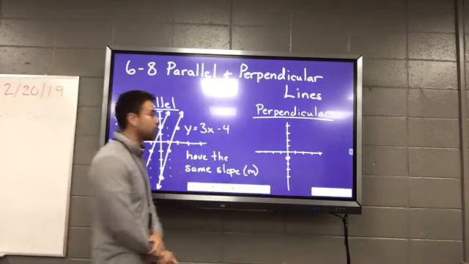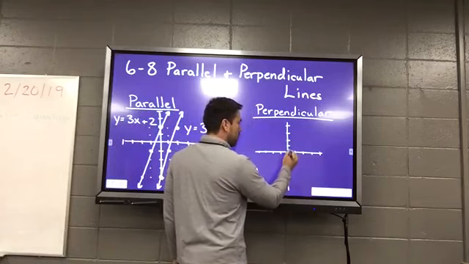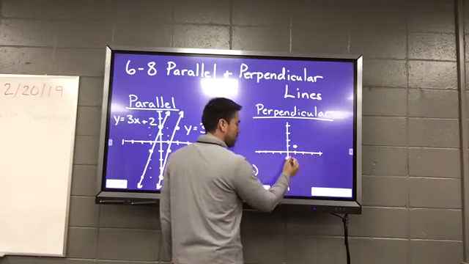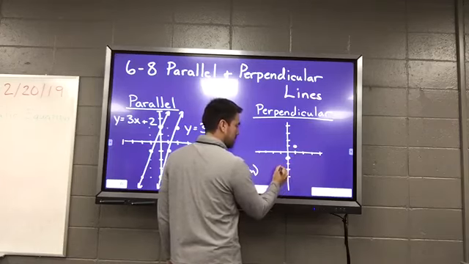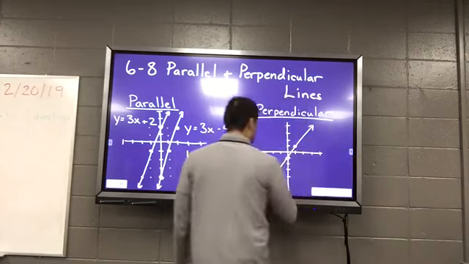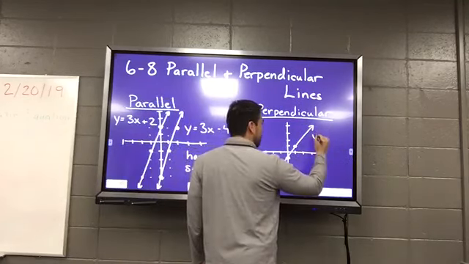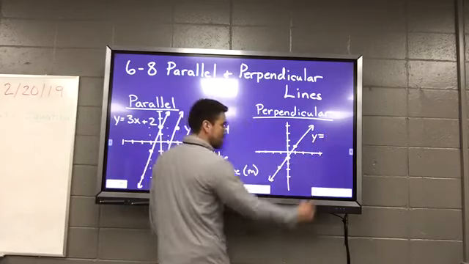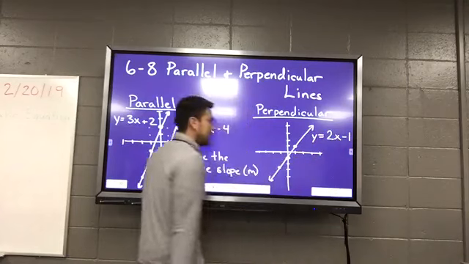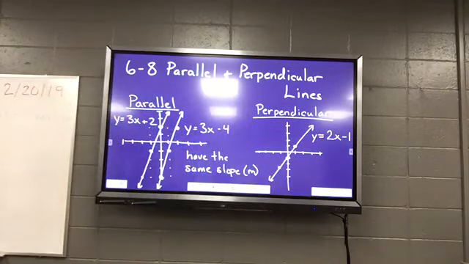Okay, Hagen, where do I go from this point to get my next point? Up 2, over 1. Or I can go to the left. Okay, so I got my line right there. And that slope-intercept form is y equals 2x minus 1. It's y equals 2x minus 1.